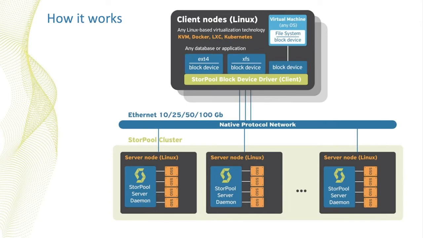A bit on how it works. On this diagram, on the bottom, you can see 3 storage nodes. In these storage nodes, you have SSDs or hard drives, so we work with both kinds of media. You have a redundant Ethernet network in the middle. And on the top, you have a number of hypervisor nodes. These would be KVM hypervisors in this case.